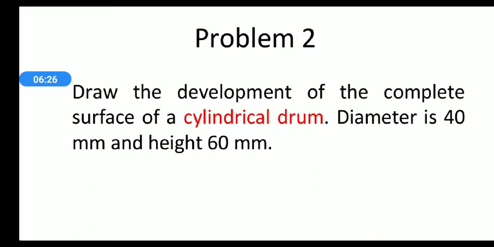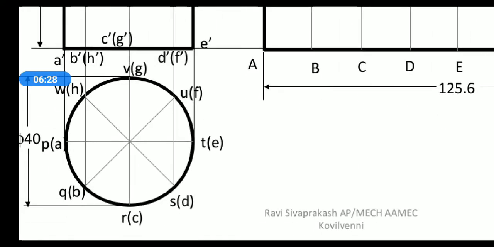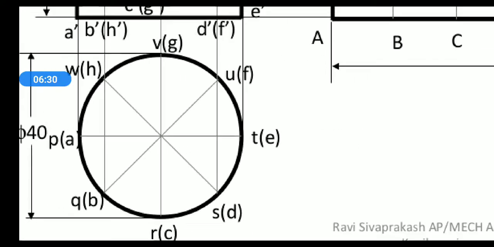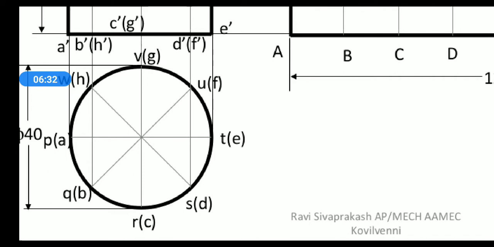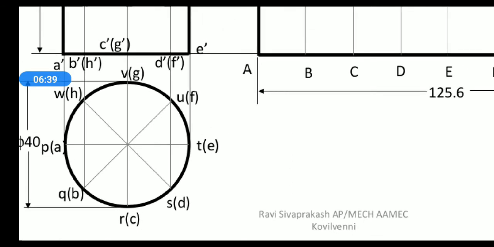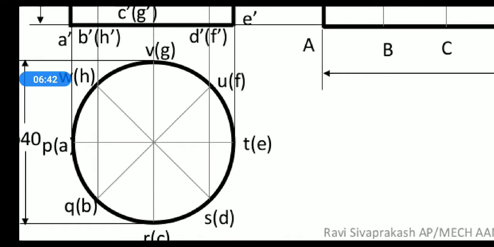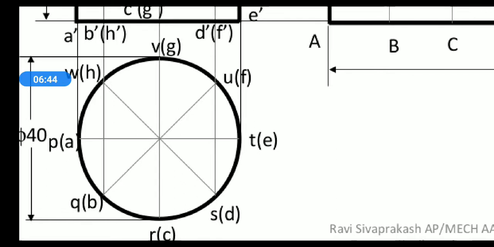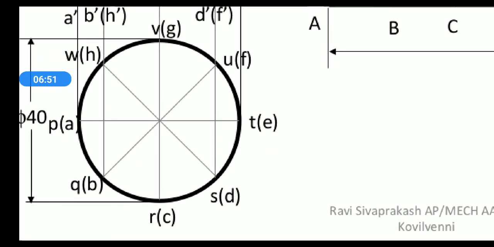Now let us look at the solution. As we consider the cylinder resting in HP, we draw it with diameter 40 mm in HP. Now the cylinder has both upside and downside. The upside is represented as P, Q, R, S, T, U, V, W, and on the back side also we divide the cylinder into 8 equal parts as shown in the figure.